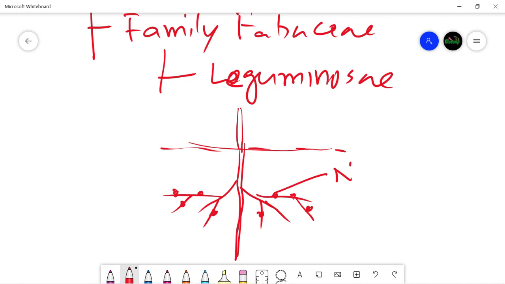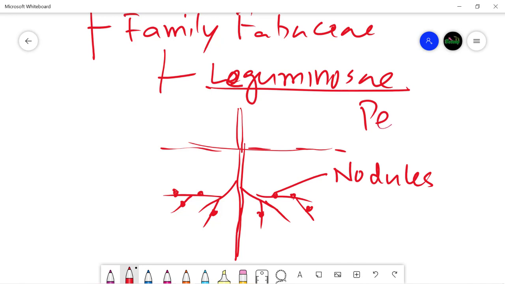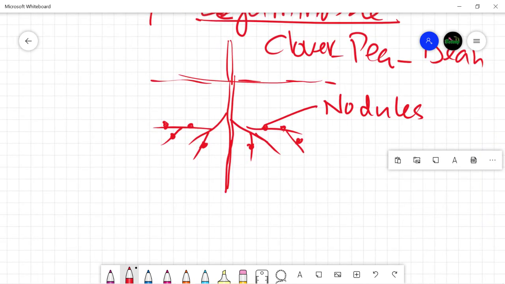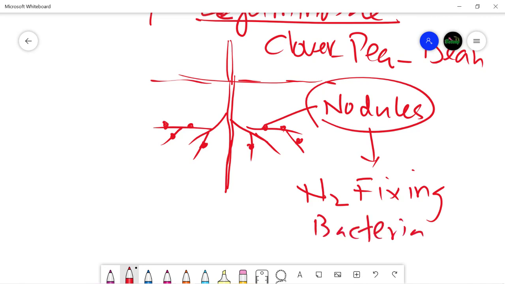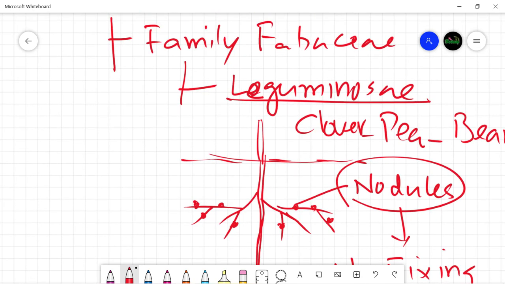So these are nodules found in family Leguminosae like pea plant and other leguminous plants like bean, clover. These are the common examples of leguminous plants. They bear small pinkish swellings on their roots known as nodules, and these nodules contain nitrogen fixing bacteria, and they play a very important role in the nitrogen cycle. So these are known as nodulated roots, root nodules in the family Leguminosae.